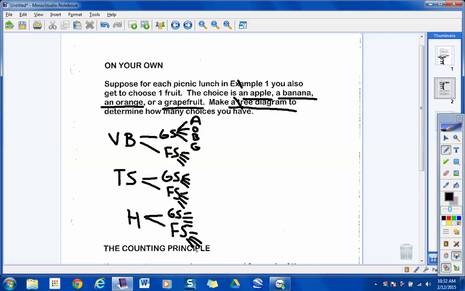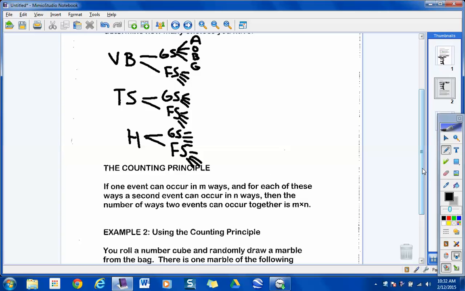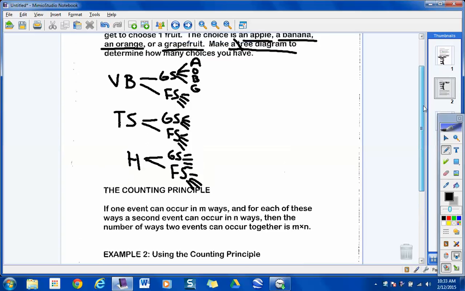24 of them, right? So right here it says, the counting principle: if one event can occur in m ways, and for each of these ways a second event can occur in n ways, then the number of ways the two events occur is m times n. In other words, what operation between the number of outcomes for each situation? Times it, right?